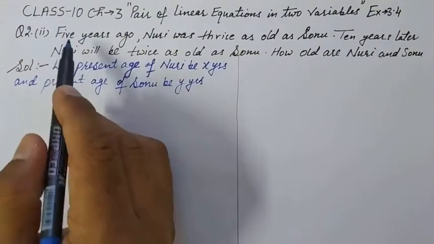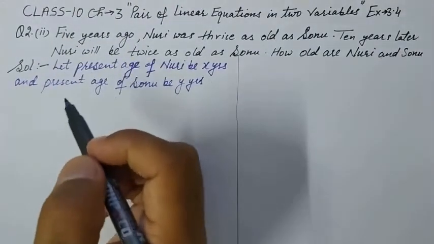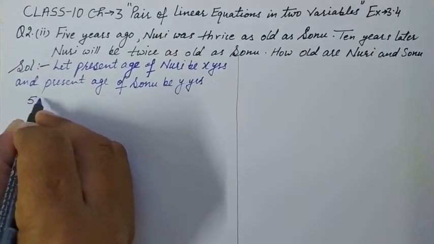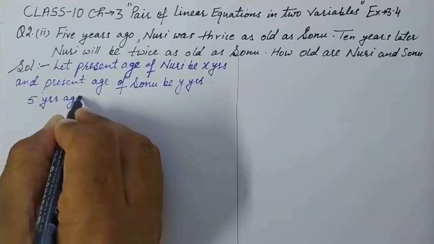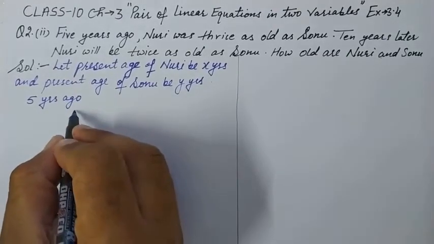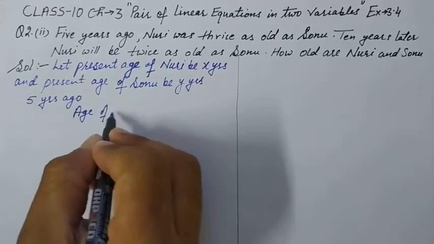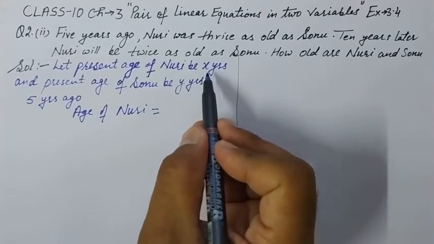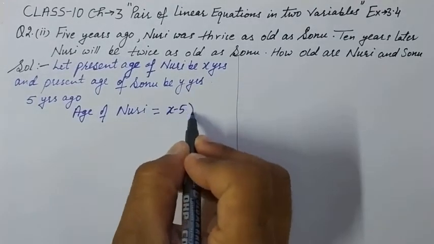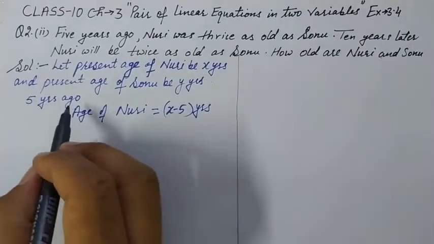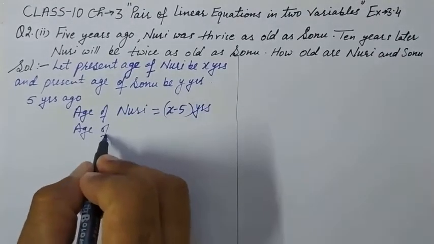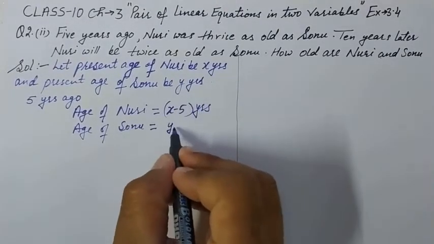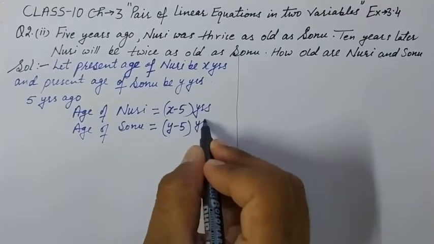So the first condition is 5 years ago. So first of all, let's find their ages 5 years ago. So we'll write here the heading 5 years ago. Now we'll find their ages. Now the age of Noori 5 years ago. So the present age is x years, so 5 years ago the age will be x minus 5 years. Now the age of Sonu. The present age is y years, so 5 years ago the age will be y minus 5 years.